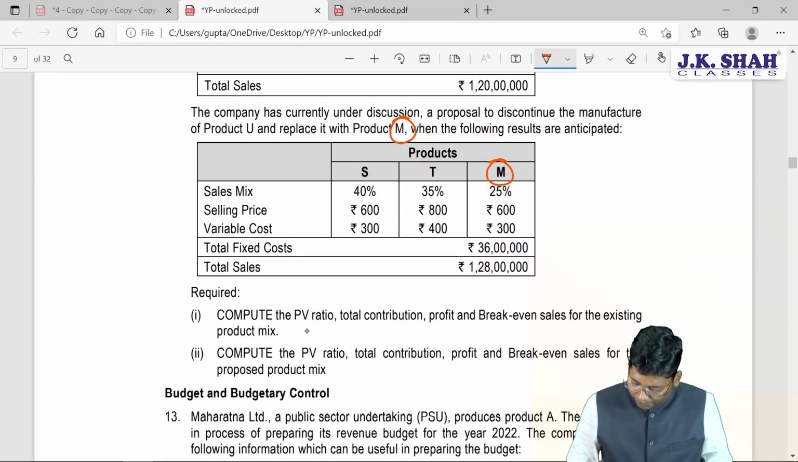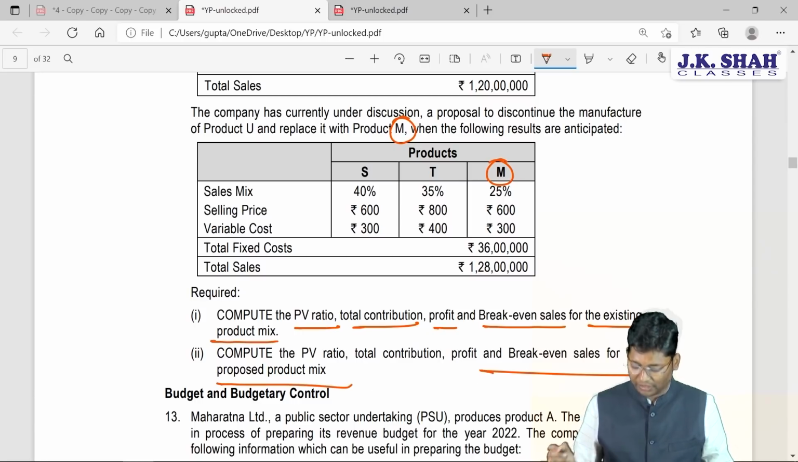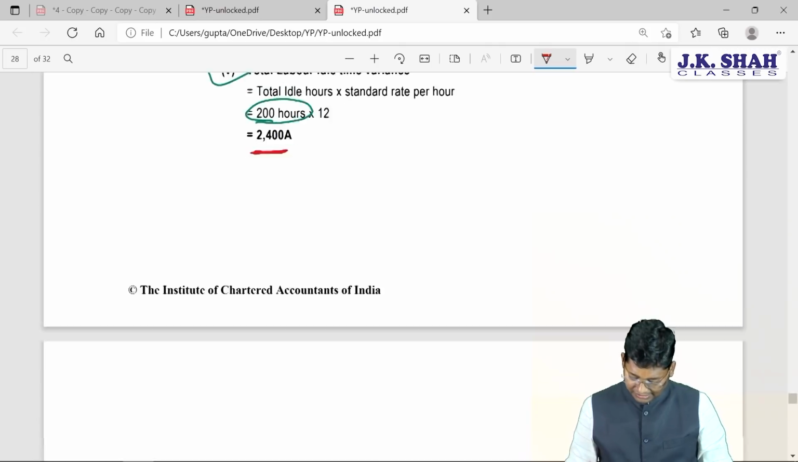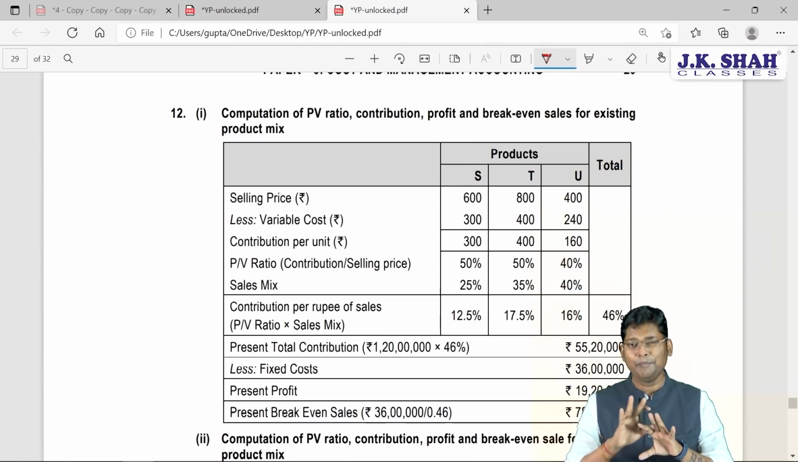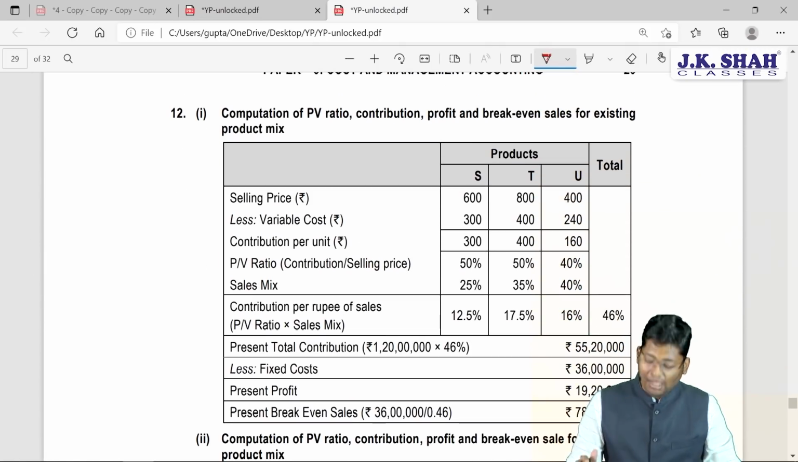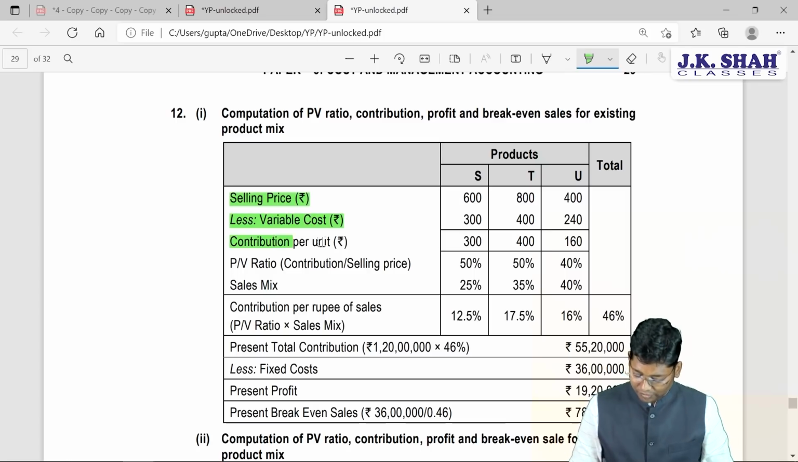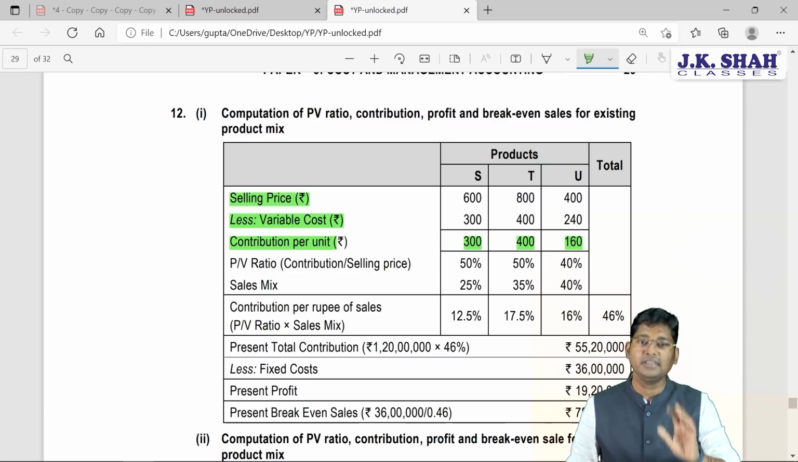We are required to compute the PV ratio, that is profit volume ratio, total contribution, profit and break-even sales for the existing product mix, and the same calculation we need to repeat for the revised product mix. Now if you check the suggested answer, in suggested answer they have given a simple and sober solution. Where selling prices are recorded, variable costs are recorded, selling price minus variable cost for the first combination will give you contribution per unit, and here contribution related to all the products is available.